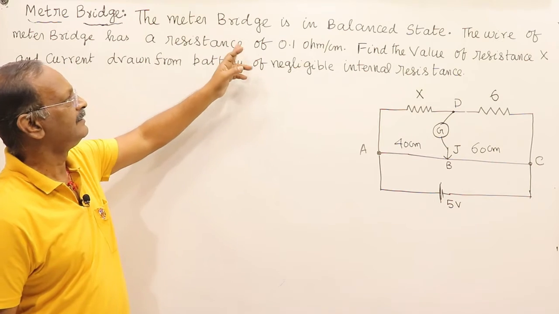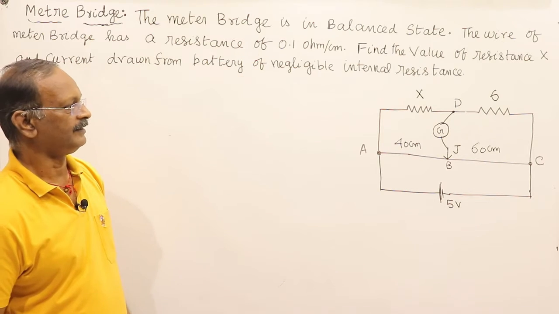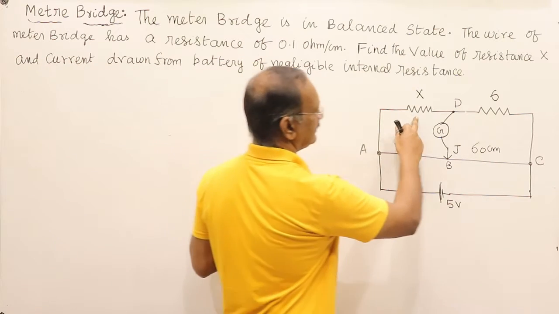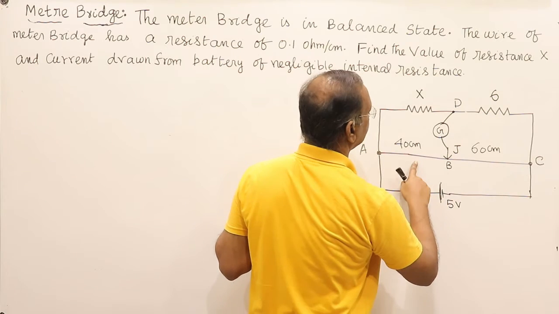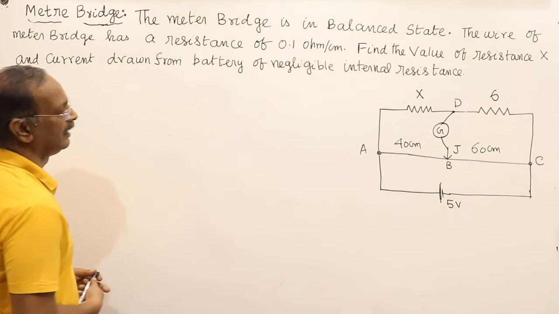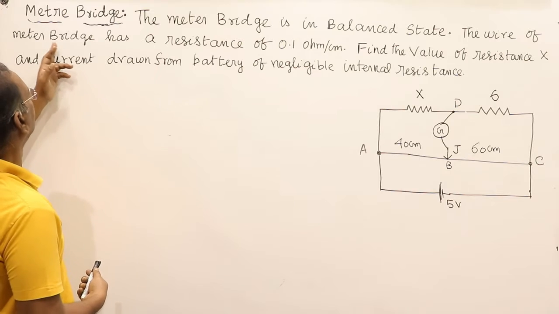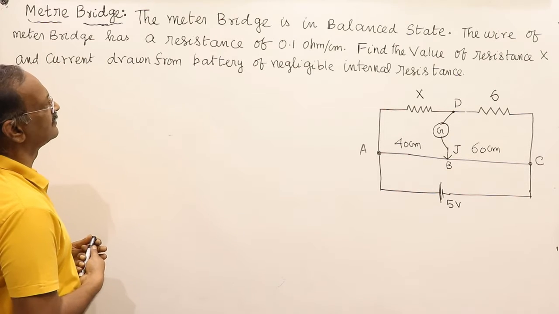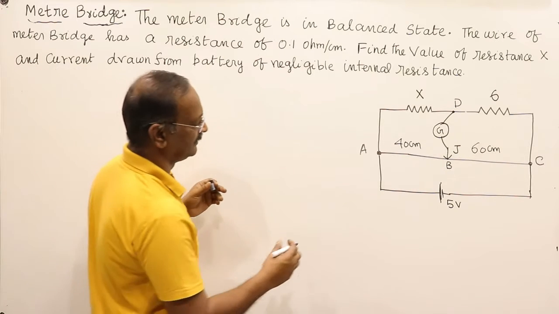The meter bridge is in a balanced state. It means this resistance divided by this resistance is equal to this resistance divided by this resistance. And the wire of the meter bridge has a resistance of 0.1 ohm per centimeter.